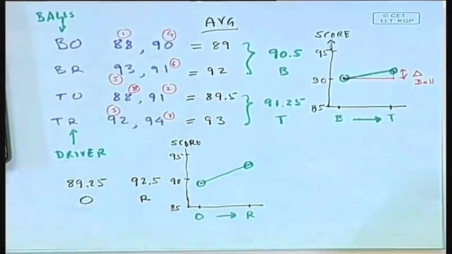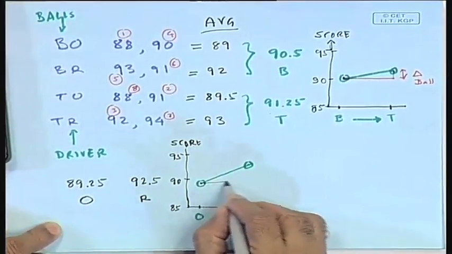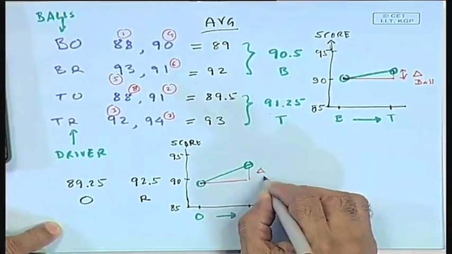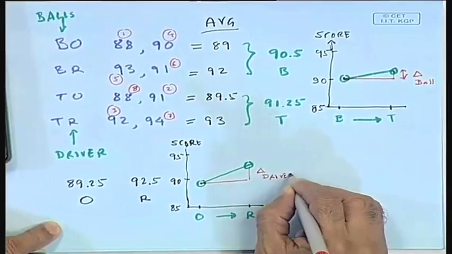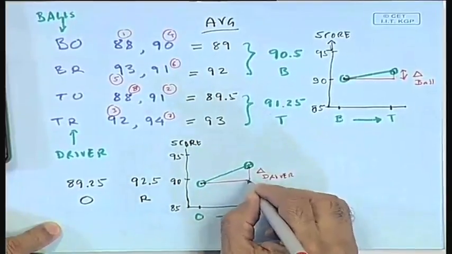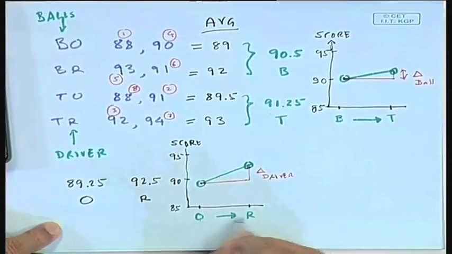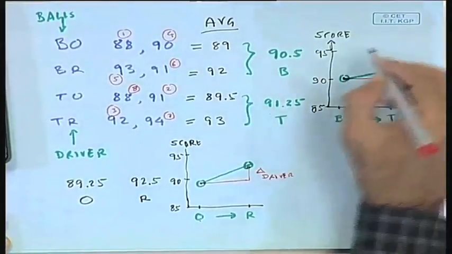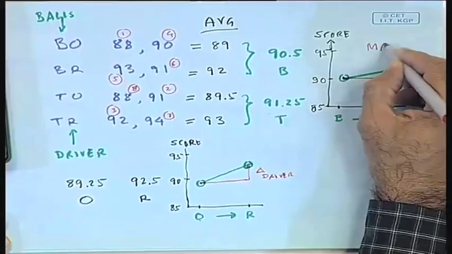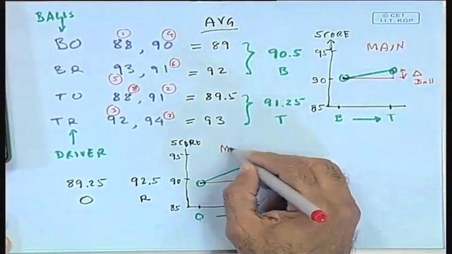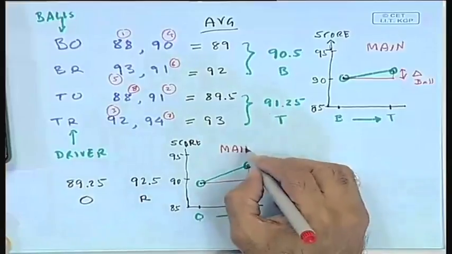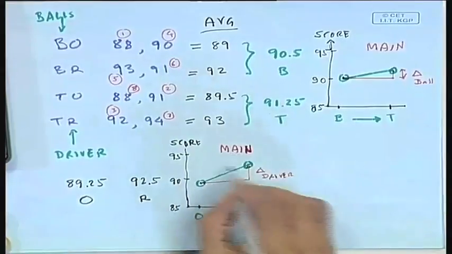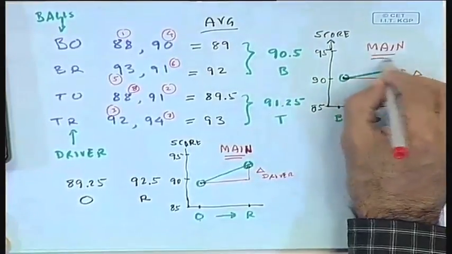And again, as we did before, let's show this effect. This is also a main effect. This is also a delta that is due to driver. This change is due to the driver changing from O to R. This is the change in score. So both of these are main effects. Main effect always is the effect of a single factor. So I've got a main effect calculated there and a main effect calculated there.